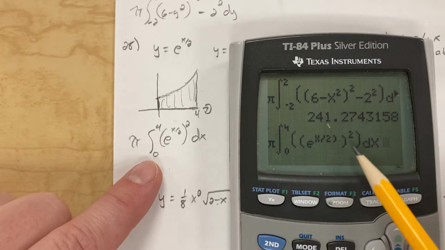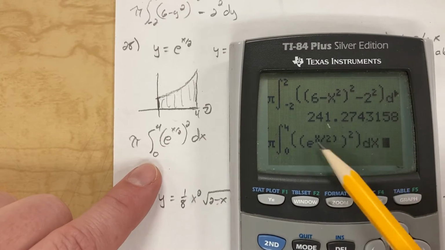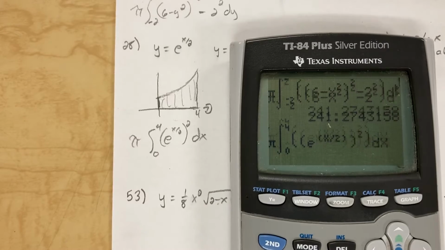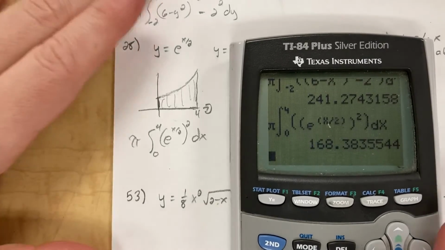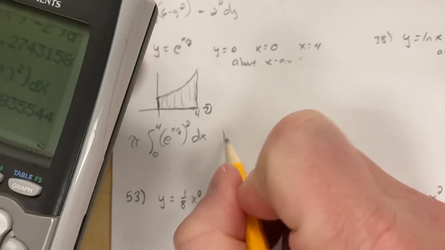Now, some of you might say, well, did you need to do that? You know, e to the x over 2 squared would just be e to the x. And yes, we could have done that, but some of us see that, some of us don't. Wanted to show you, all stretched out. We get 168.384.